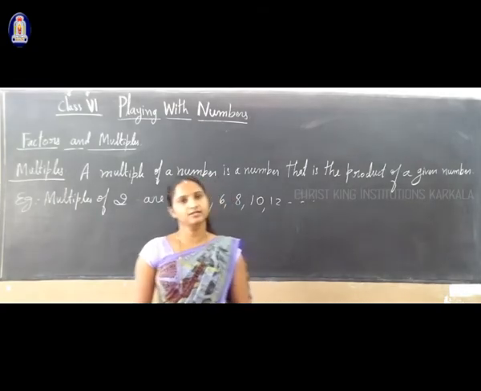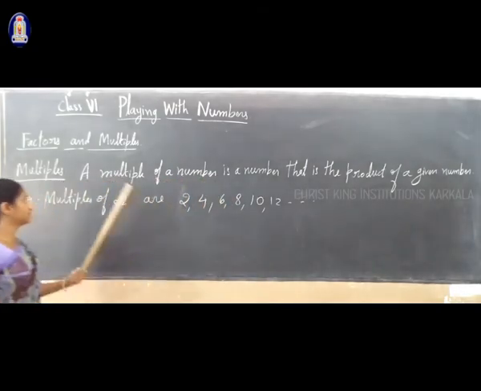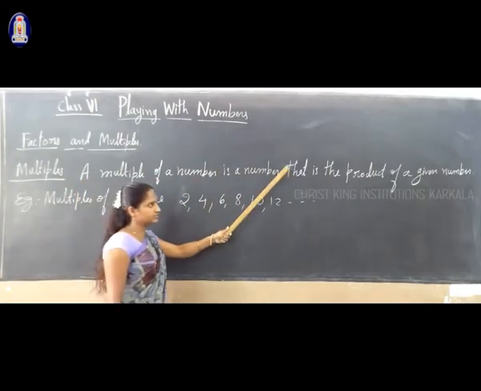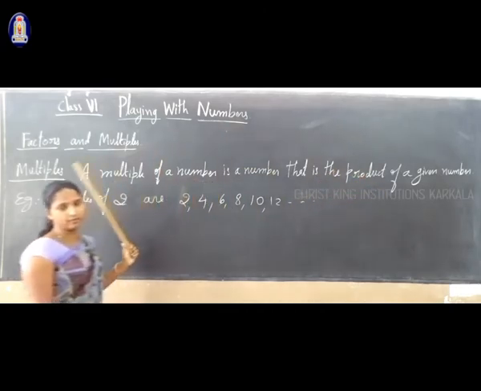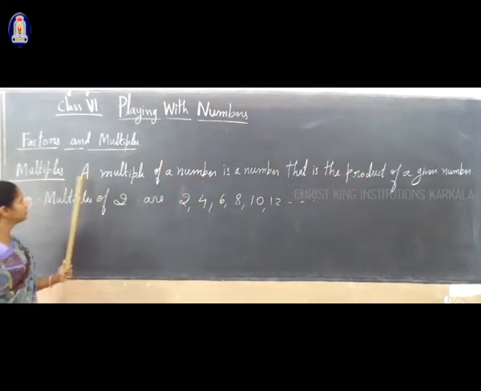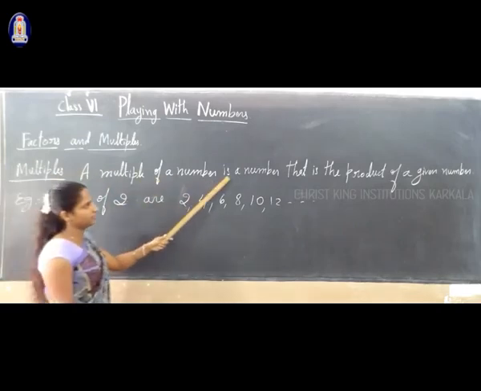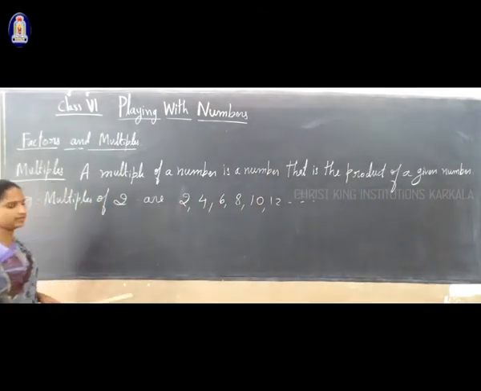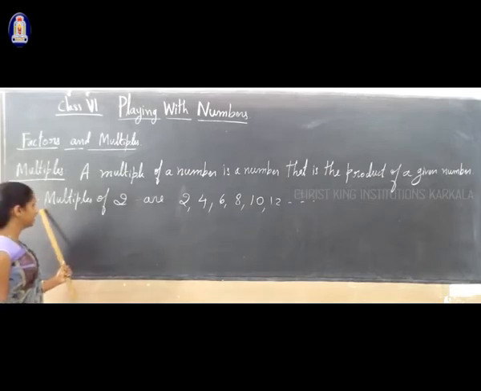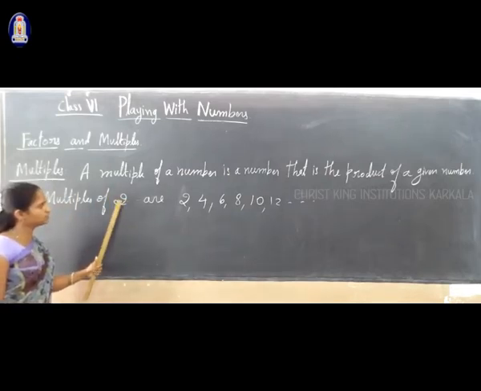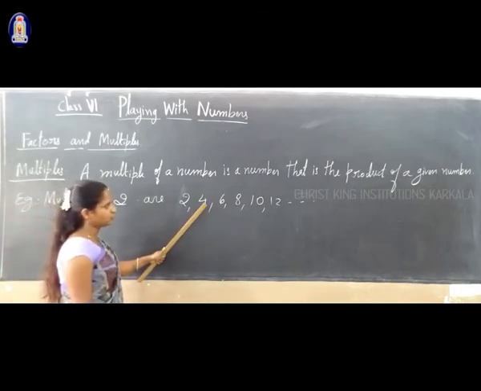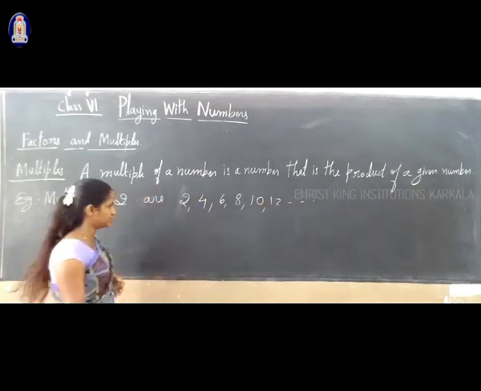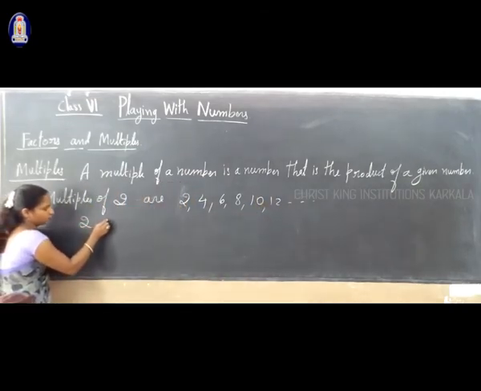Okay, next concept here, multiples. What are multiples? A multiple of a number is a number that is the product of a given number. What are multiples? A multiple of a number is a number that is the product of the given number. See, for example, if I ask to find multiples of 2, the multiples of 2 are 2, 4, 6, 8, 10 and 12, and so on.